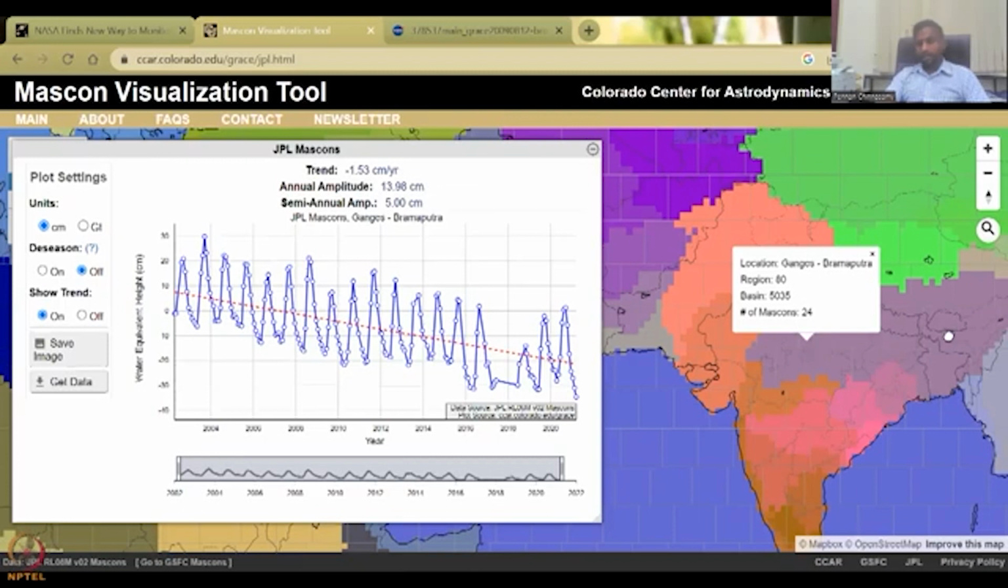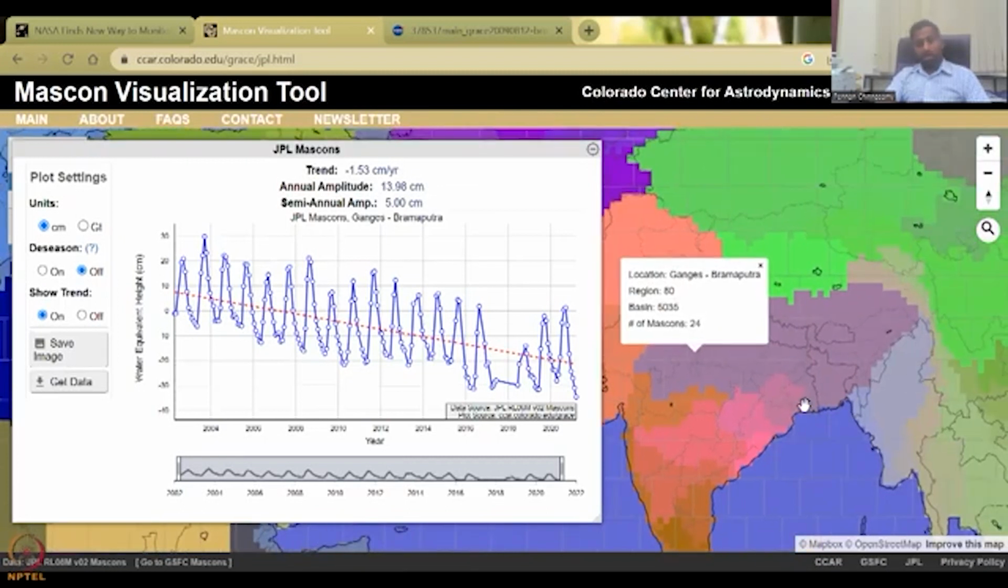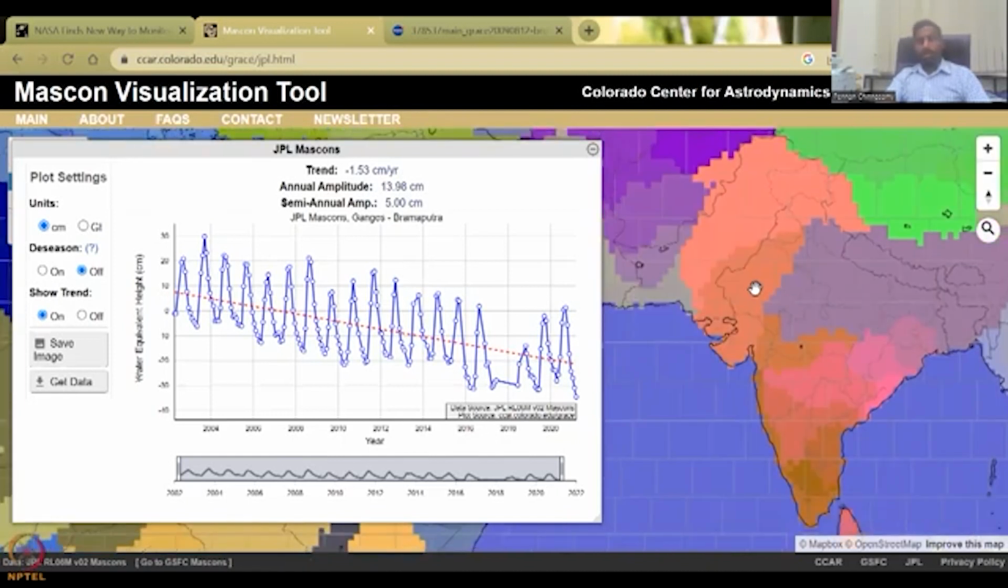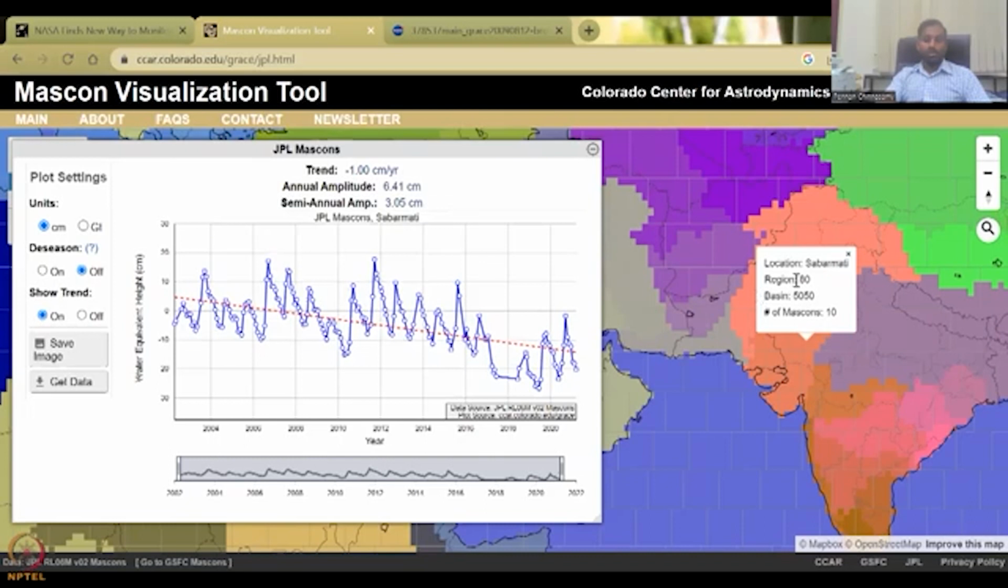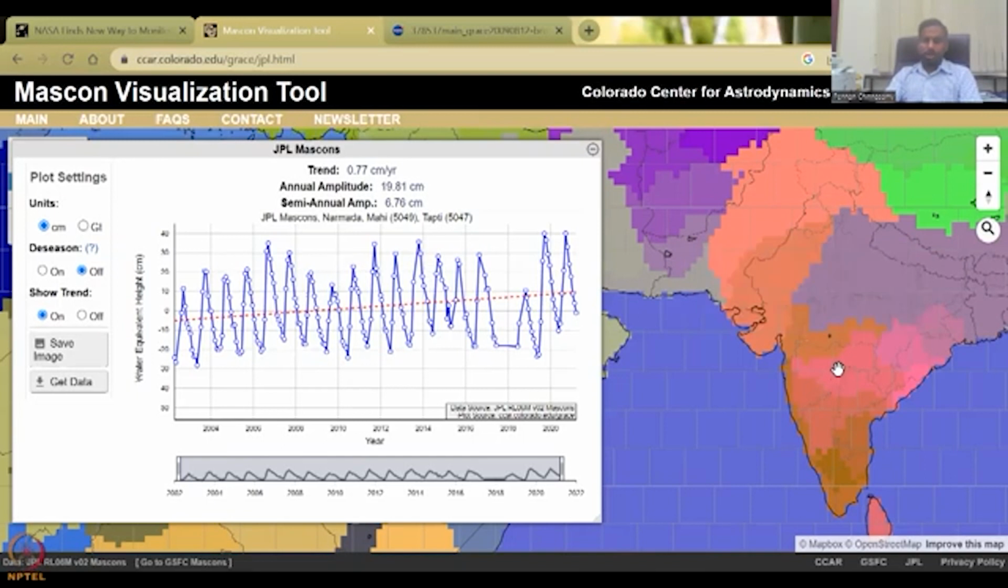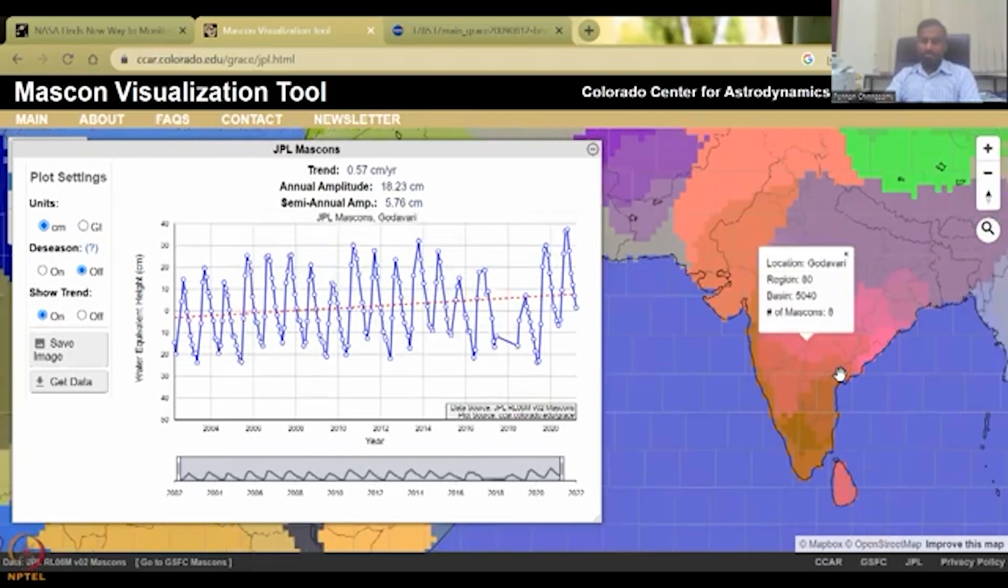So let's quickly look at Ganges. It's transboundary in nature. You have India, Nepal, Tibet, China, and Bangladesh. So all of it is covered by this basin. So it is depleting. Another basin which is depleting is the Sabarmati. And then here is your Narmada, Mahi basin, Tapti basin is slightly increasing, which is good. And then in the central region, you have the Godavari, which is increasing, which is good.